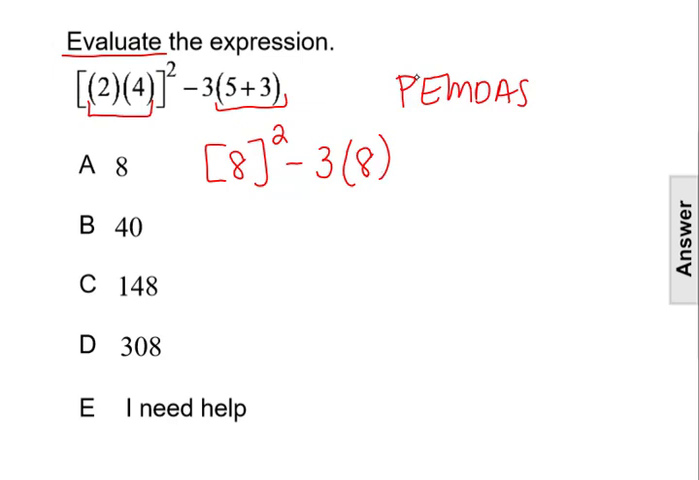Now we've evaluated all of the grouping symbols. So now we move on to the E for exponents. We do have an exponent here. We have 8 squared, so we can evaluate that to be 64.